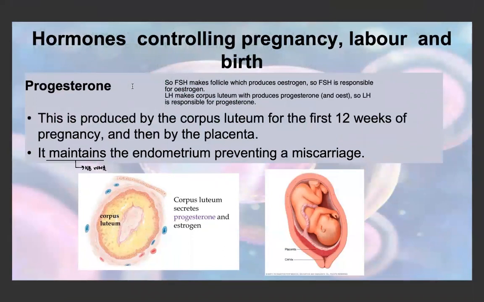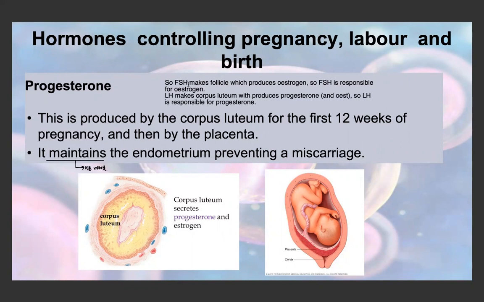So if we look at progesterone, we did speak about this a bit earlier and during the menstrual cycle, but we spoke about it in terms of the menstrual cycle, about how progesterone worked usually when implantation and fertilization didn't occur. Now we can look at it when fertilization has occurred. So it's, as we said, produced by the corpus luteum initially and then by the placenta. It maintains the endometrium to prevent a miscarriage. So it ensures that this uterine wall is lined with vascular, with blood vessels and nutrients.